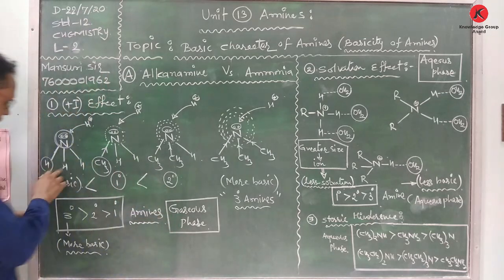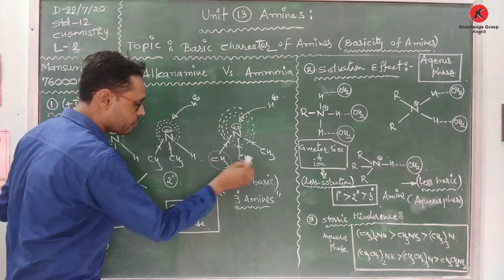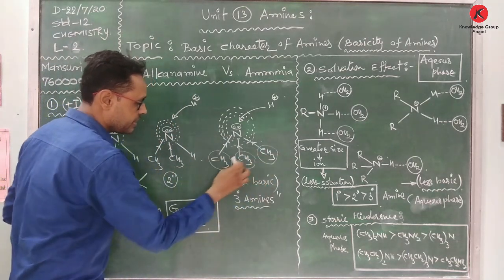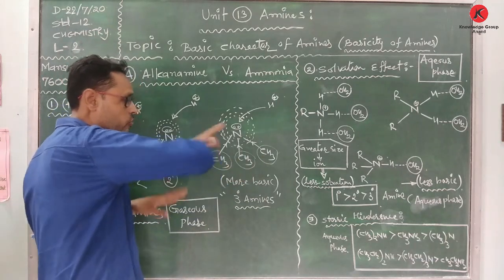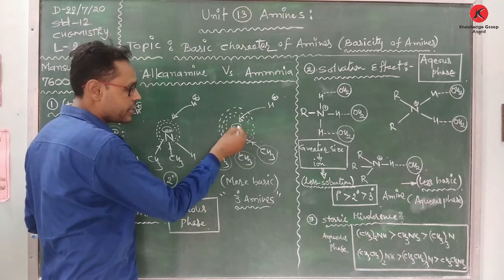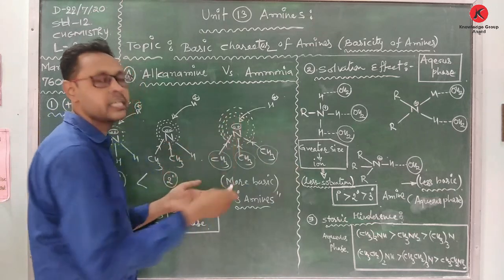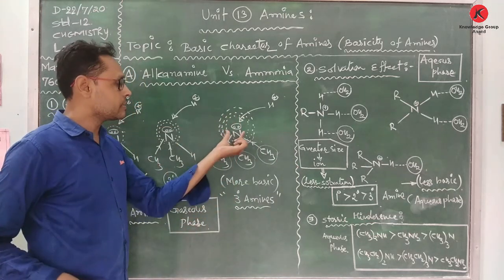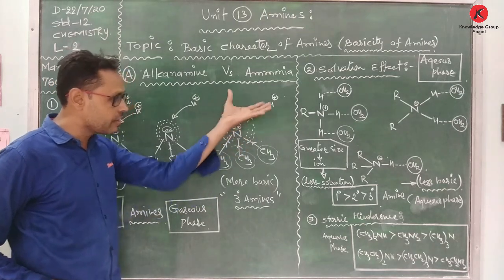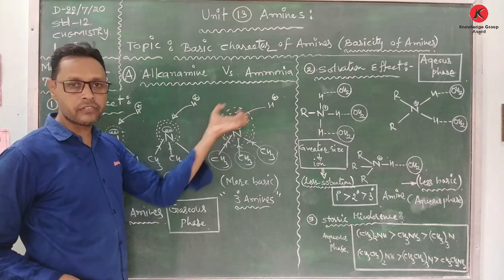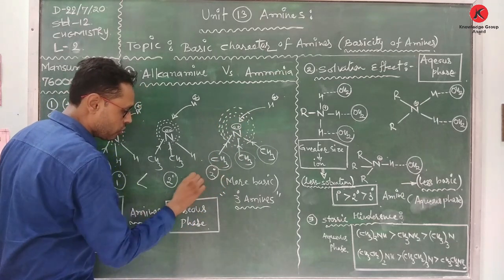Thereafter, 3 hydrogens will be replaced by 3 alkyl groups, that means 3 methyl groups. That is why they have an electron-releasing nature, so they donate electrons to the nitrogen. So electron density on nitrogen will be increased because 3 alkyl groups donate electrons. That is why protonation will be very fast, occurring rapidly. That is why 3 degree amine is more basic.